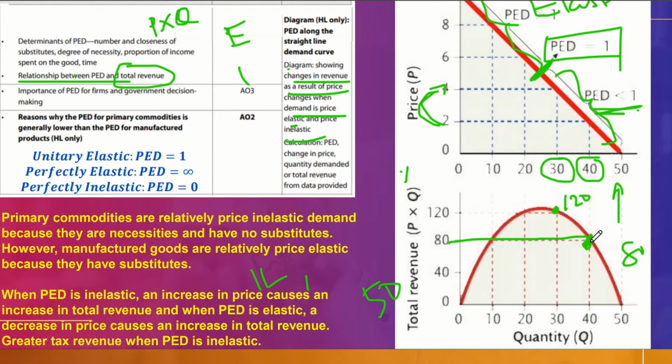This point is 80. So when the price elasticity of demand is inelastic, because PED is less than 1, an increase in the price causes the total revenue to increase. This is the conclusion, right? If PED is inelastic, an increase in price increases the total revenue. Meanwhile, a decrease in the price decreases the total revenue; the opposite way you can also explain.